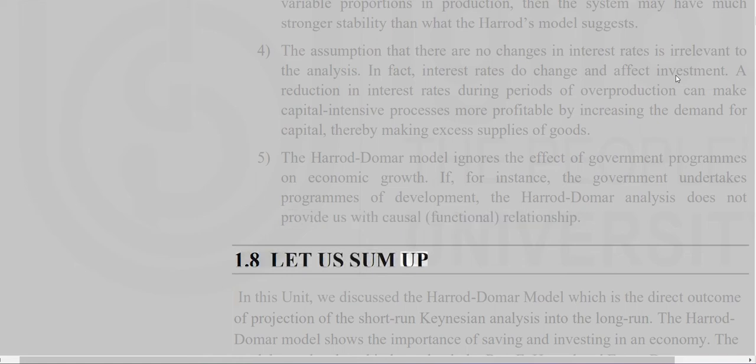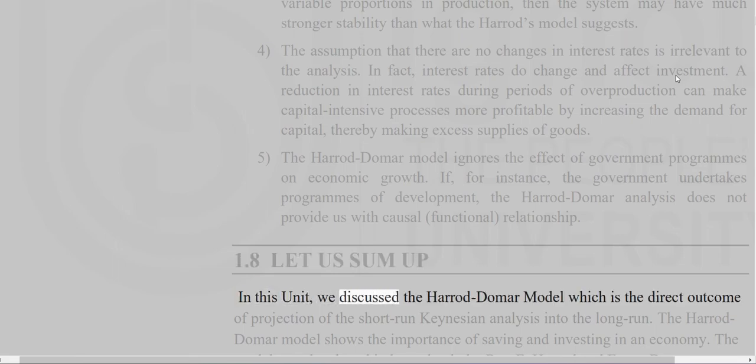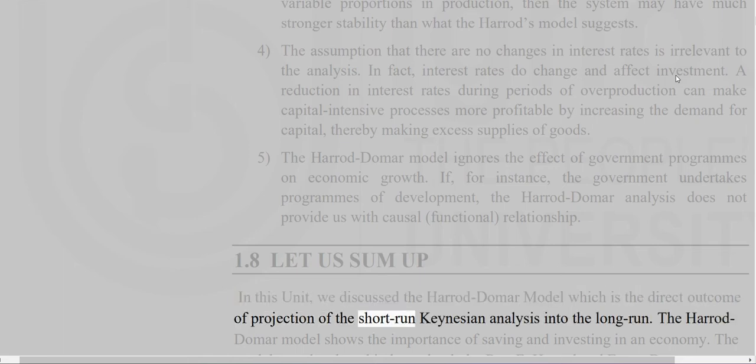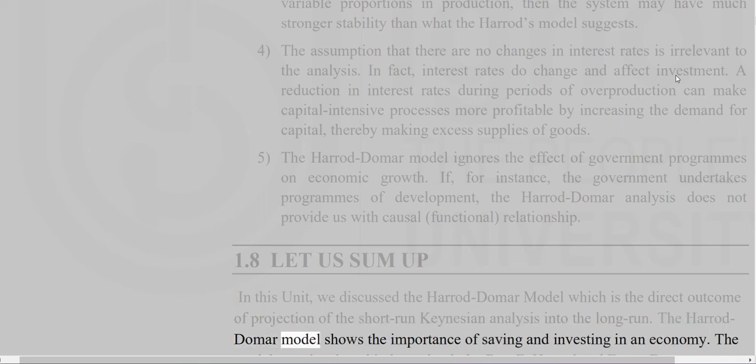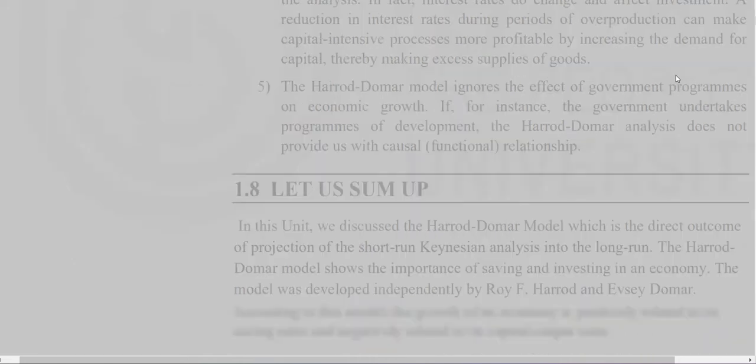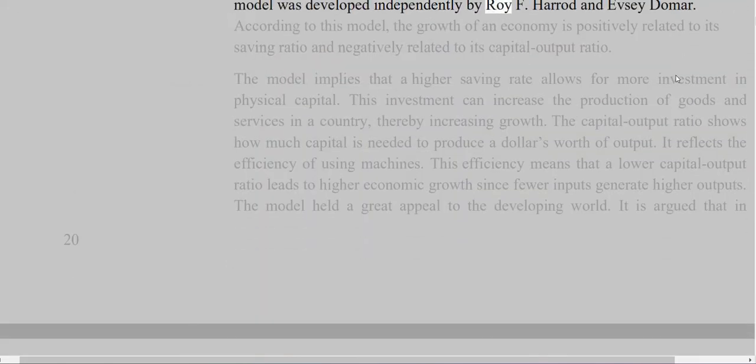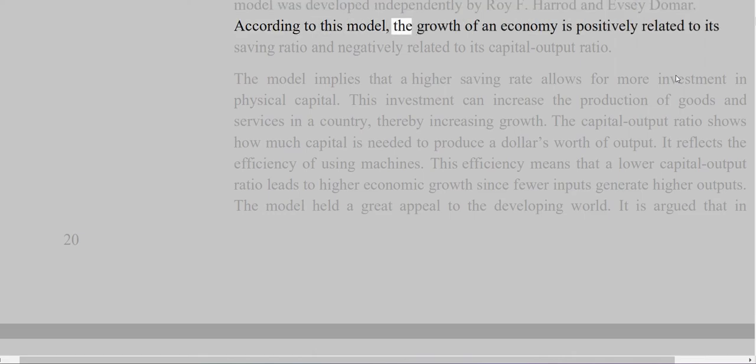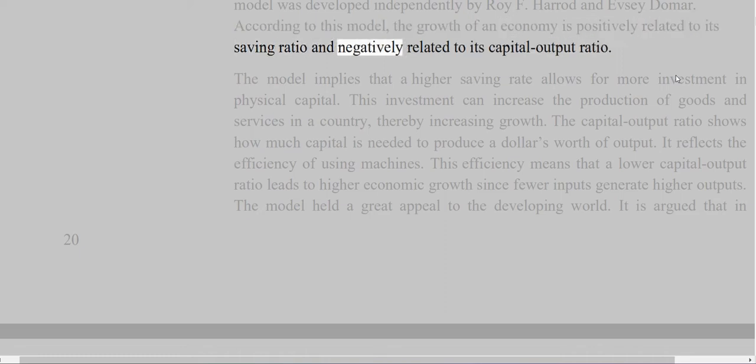1.8 Let us sum up. In this unit, we discussed the Harrod-Domar model, which is the direct outcome of projection of the short-run Keynesian analysis into the long run. The Harrod-Domar model shows the importance of saving and investing in an economy. The model was developed independently by Roy F. Harrod and E. D. Domar. According to this model, the growth of an economy is positively related to its saving ratio and negatively related to its capital output ratio.